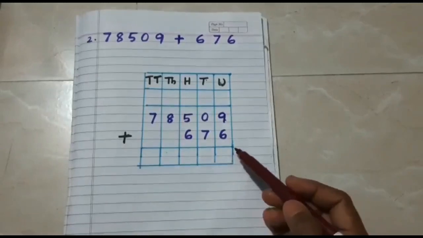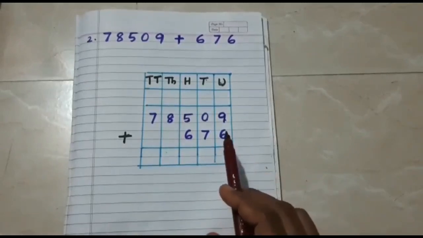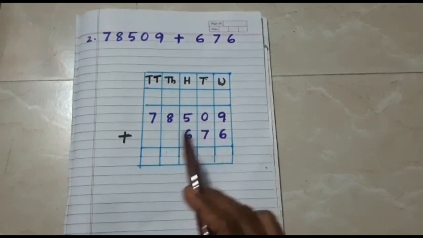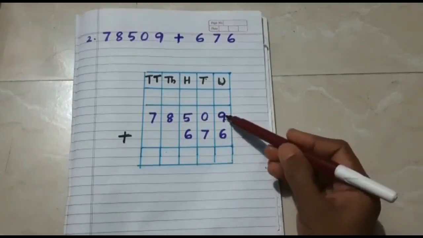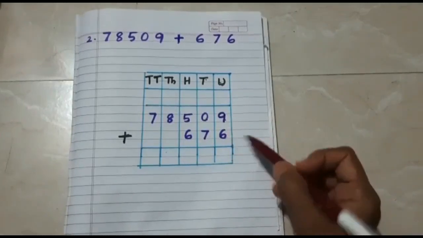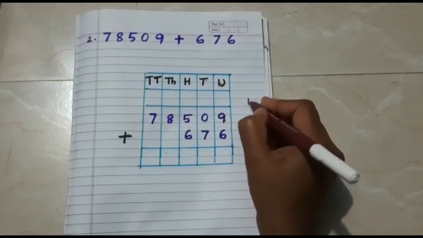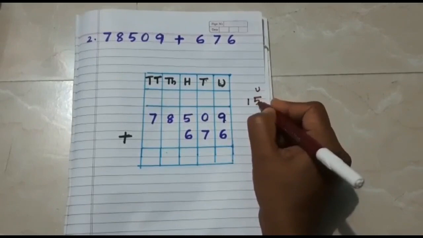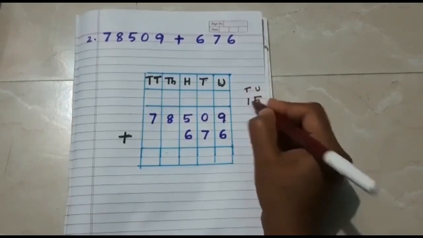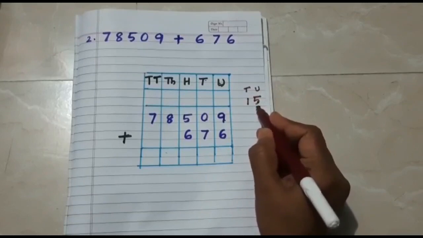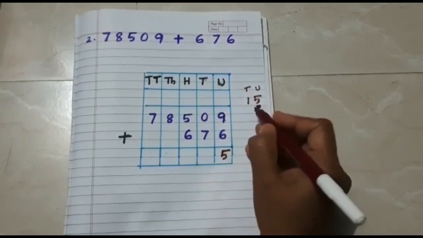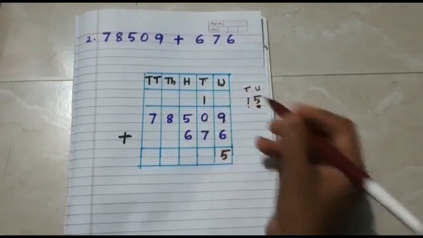Now, as I've told you, we must always start the addition from units, then go to tens, then go to hundreds, likewise. Now let us start. 9 plus 6, children. 9 plus 6 is how much? It is 15. So here in 15, the place value of 5 is units and the place value of 1 is tens. So as I've told you earlier, we are going to write the digit which corresponds to units. So I will be writing here 5, and this 1 I am going to carry to the tens.